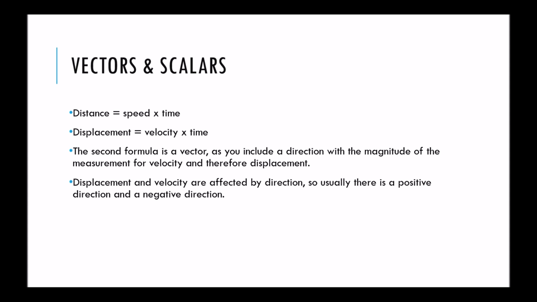a negative direction. For example, if you throw a ball up in the air, for the first part where it's travelling upwards, that could be the positive direction. And then when it comes back down, that's negative. So the velocity will actually be negative because it's going in the negative direction.